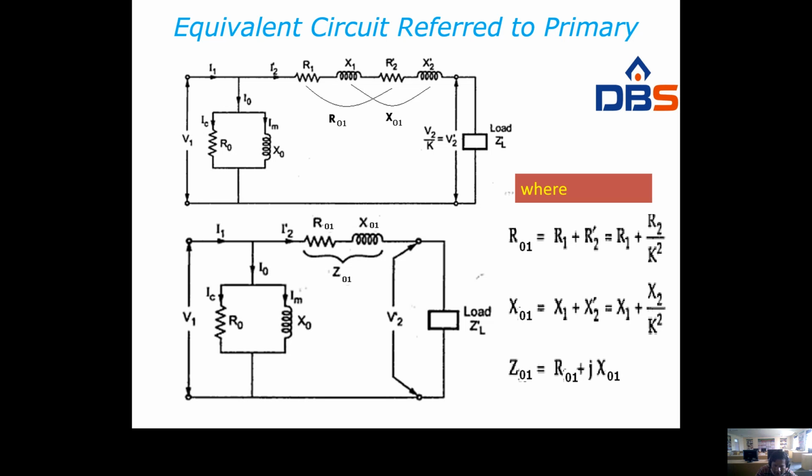That may be reduced to this figure. The above figure may be reduced to the below figure. So R01, X01, that is Z01, R0, X0, V2 dash, load. This is the equivalent circuit of a single phase transformer referred to primary. Similarly, what about R01? R01 is equal to R1 plus R2 dash, that is R1 plus R2 by K square. X01 is X1 plus X2 dash, X1 plus X2 by K square. Z01 is equal to R01 plus j X01, right?